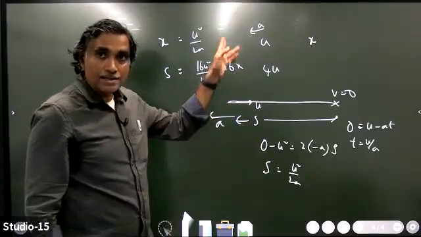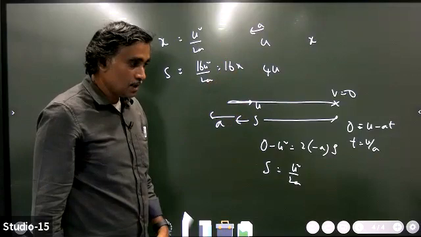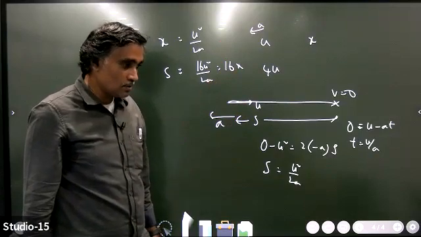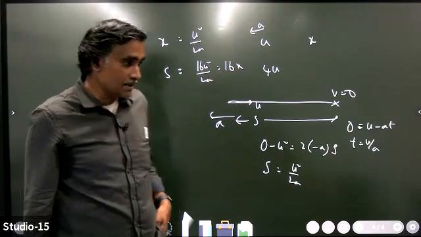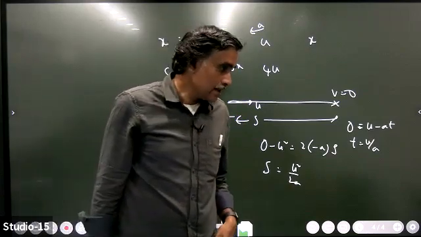So you can write the equation like this and solve. Write this down: the stopping distance is 16x. Any doubt?